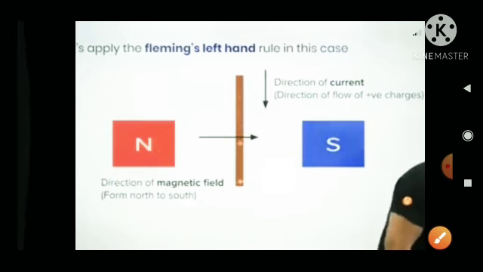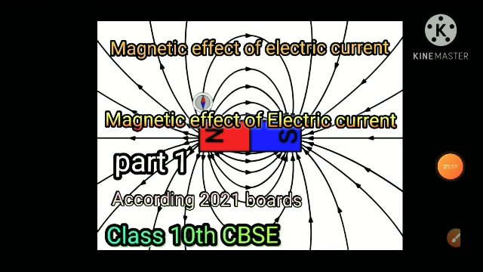So we finished part 2 of this magnetic effect of electric current according to the 2021 boards. We have discussed the circular loop, the solenoid, how electromagnetism forms due to a solenoid, and Fleming's left hand rule for a current carrying conductor in a magnetic field. So we have discussed four to five important, crucial topics of this chapter. So we finished our part 2. Part 3 we will release shortly.